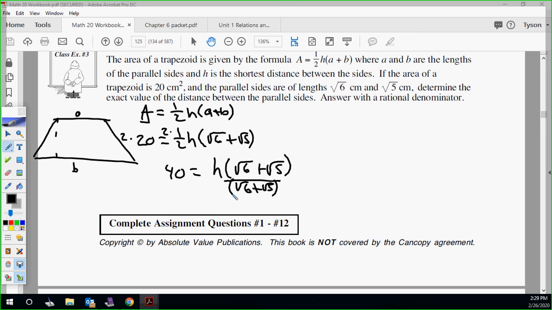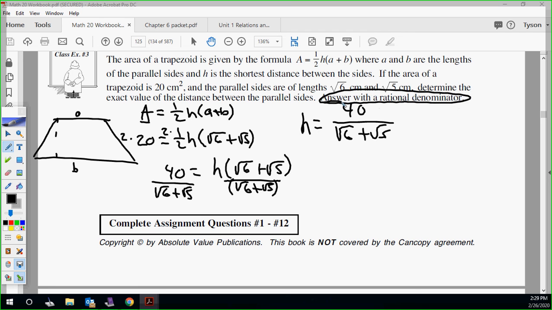So we're going to divide the root 6 plus root 5 over, and then now you see the problem. There's your conjugate we're going to need. See? So then we have h equals, so you have the answer, but the answer is not in a nice simplified form. That's why it says here, answers with a rational denominator.